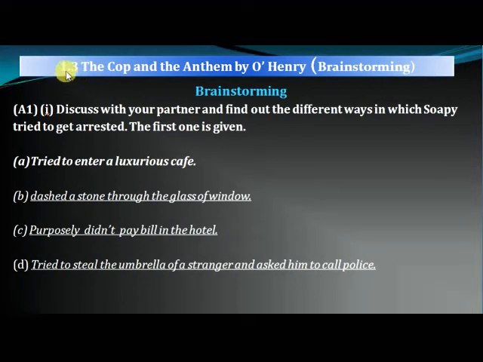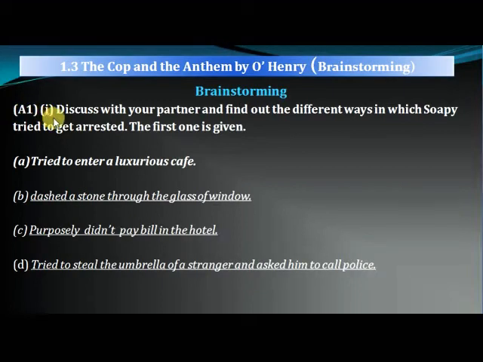Now today we are going to see the brainstorming question and answers of standard 12th, section 1.3, the chapter The Cop and the Anthem by O. Henry. So let us begin with the brainstorming question and answers. In the earlier parts we have discussed a lot of things, such as the line to line explanation of the entire chapter in two parts. Then we had seen the summary of the chapter. Now we shall be discussing the brainstorming question and answers.